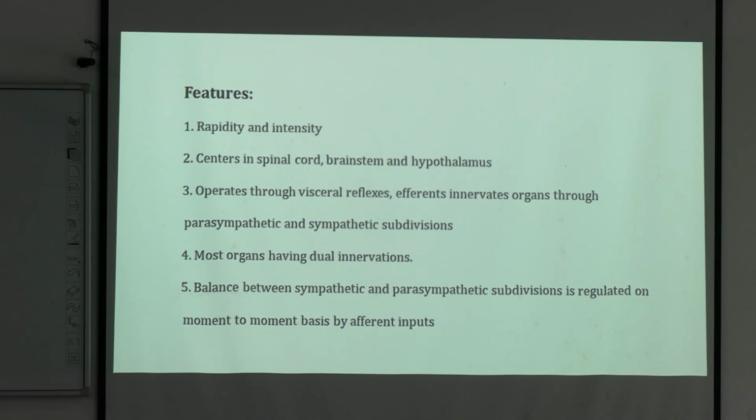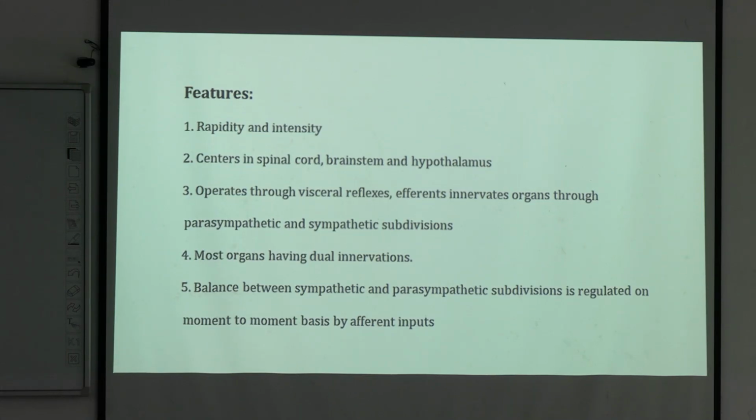Number one is rapidity and intensity: its action is rapid and intense. Second, the centers are located in the spinal cord, brainstem and hypothalamus. It operates through visceral reflexes and has efferent innervation through the parasympathetic and sympathetic subdivisions. Most organs, almost all organs, have dual innervation, which means they have both sympathetic and parasympathetic supply.